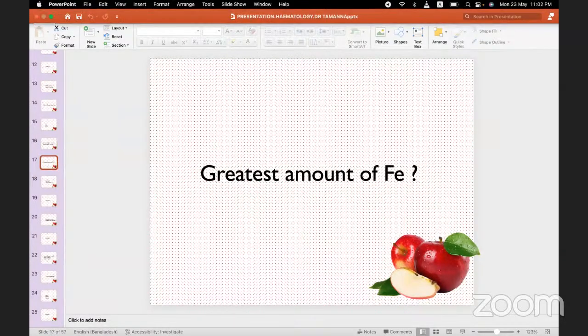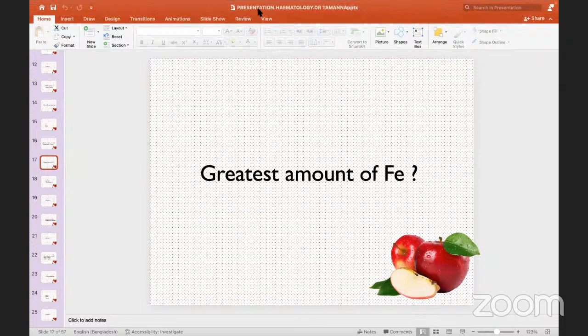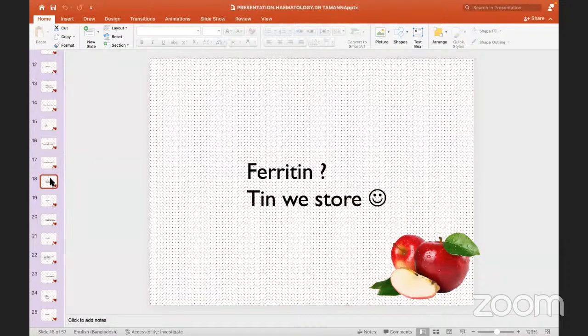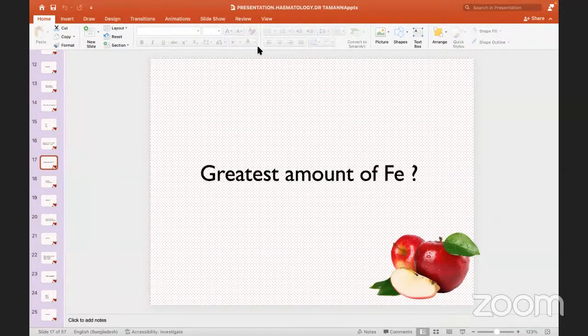Okay. Now, greatest amount of iron. Have you any idea, in our body, which organ has the greatest amount of iron? Liver. Sorry? Liver. No. Let us see our answer. Our answer is blood, hemoglobin. Although liver is the largest organ of our body, the greatest amount of iron is stored in the hemoglobin, that is the heme portion, because blood is 5 liters. So much iron is there. So greatest amount of iron is present in hemoglobin.